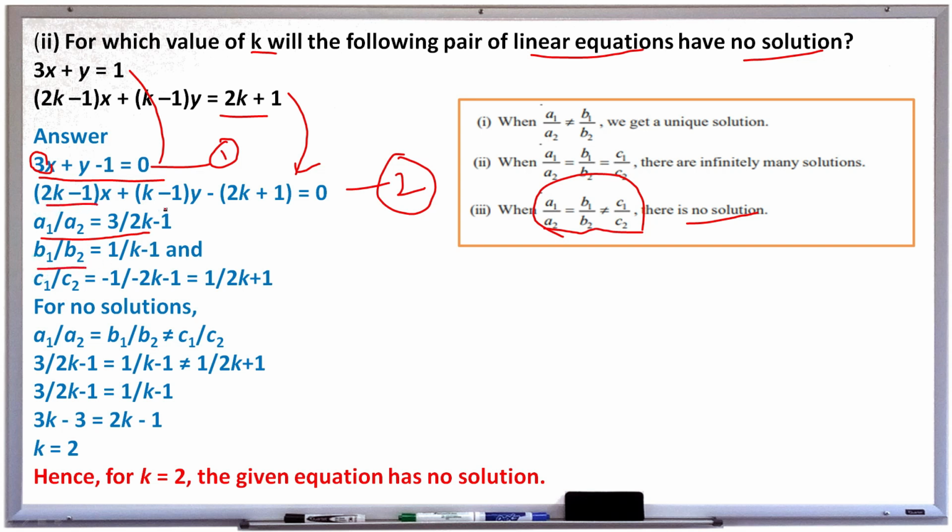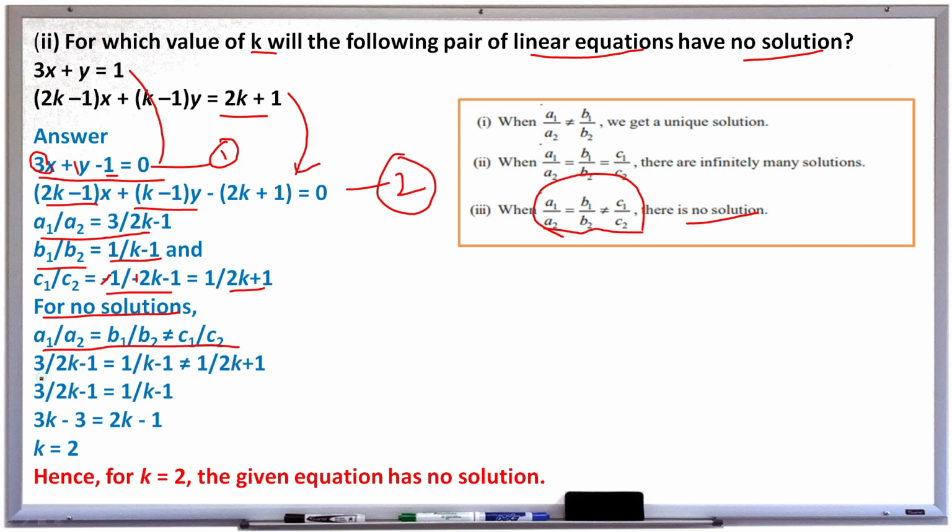Similarly, b1 by b2, this is b1 1, b2 k minus 1, c1 by c2 minus 1 by minus 2k minus 1 is equal to, simplifying, all the minus will get cancelled here, so it will become 2k plus 1. For no solution, the condition is a1 by a2 is equal to b1 by b2, which is not equal to c1 by c2.